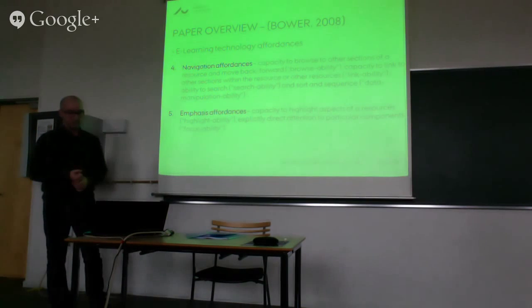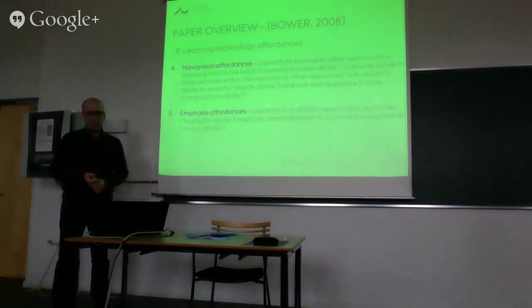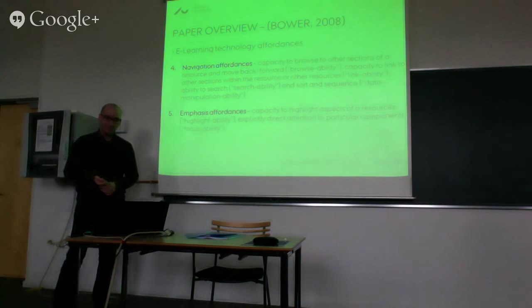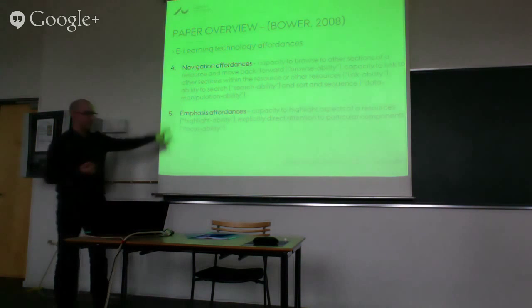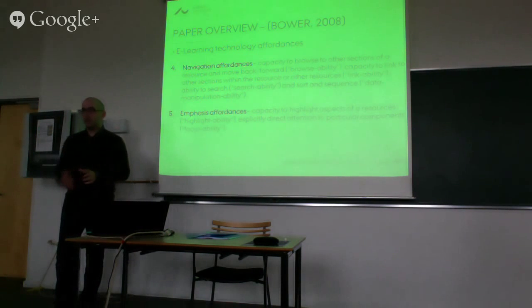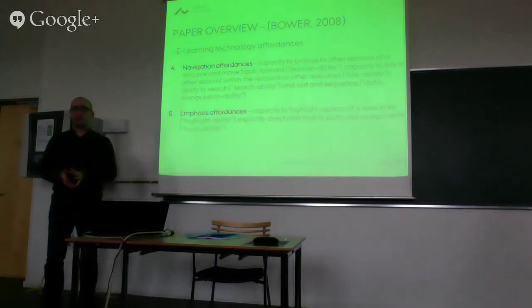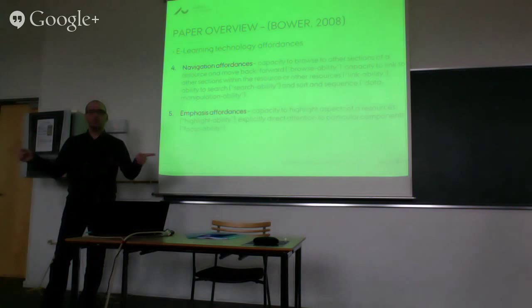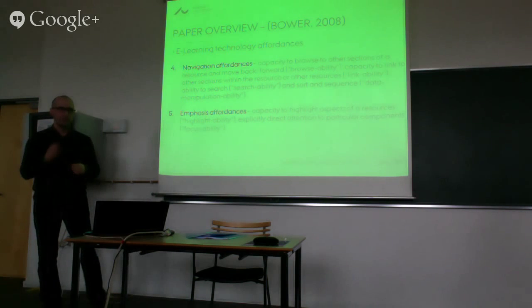Emphasis affordances. Capacity to highlight aspects of resources, explicitly direct attention to particular components. I'm going to give you an example about that. In computer science, we have what is called pair programming. We have two people programming at the same time, and this is good because you make fewer mistakes while you're typing.